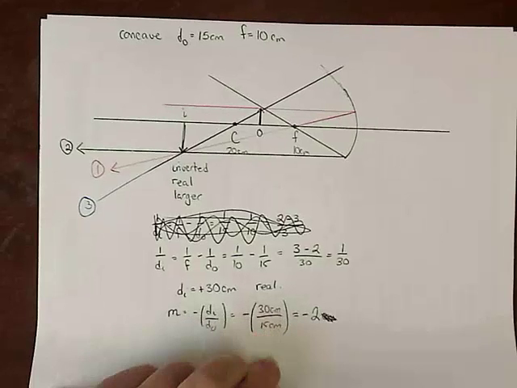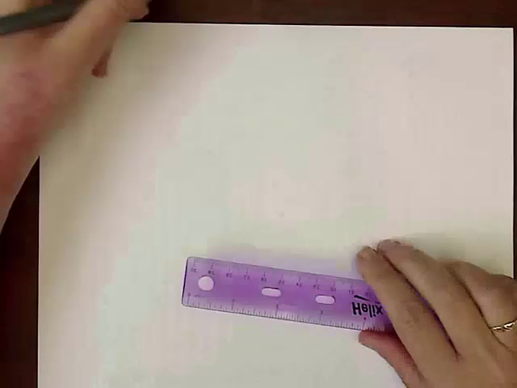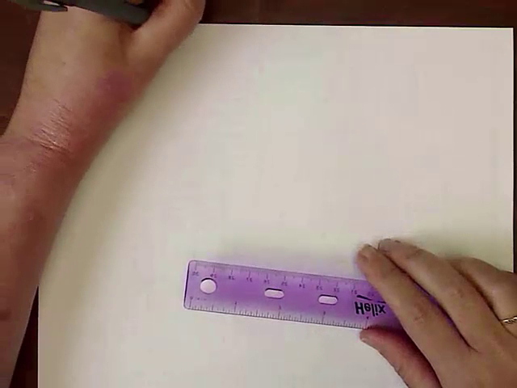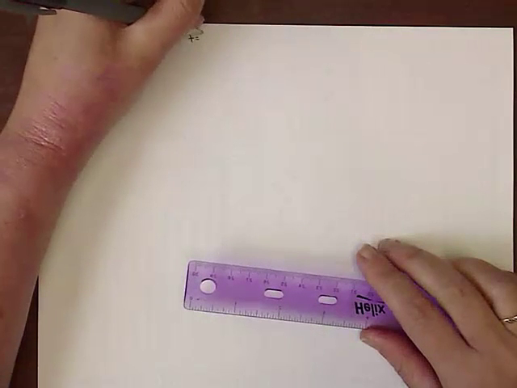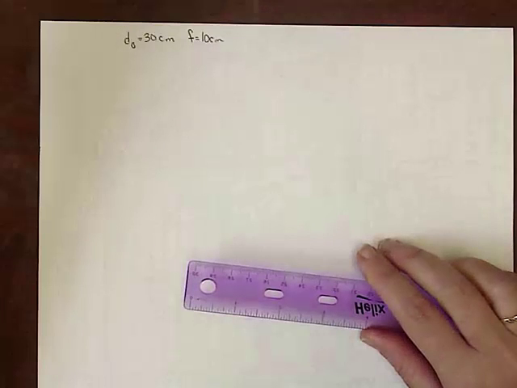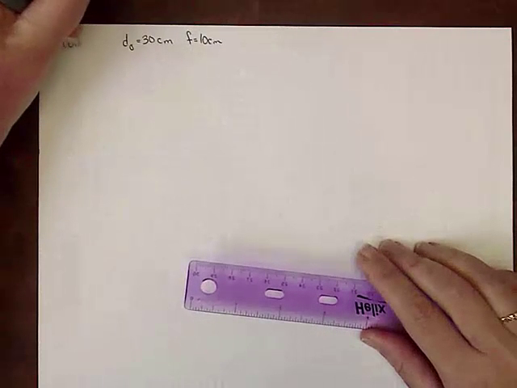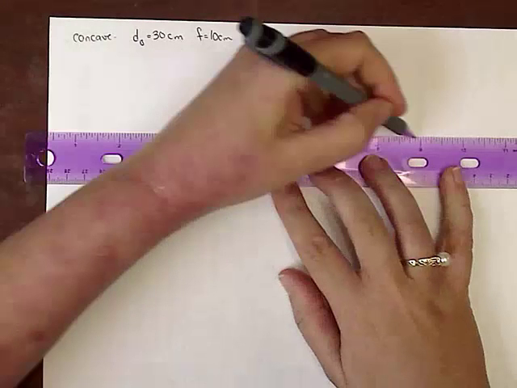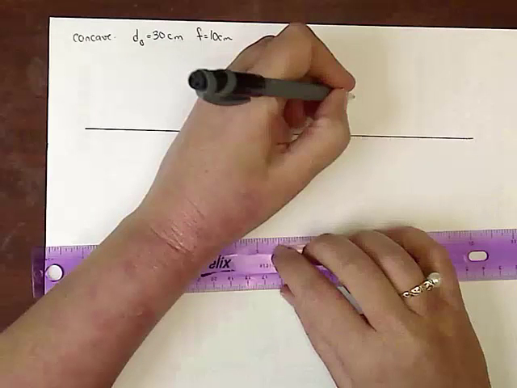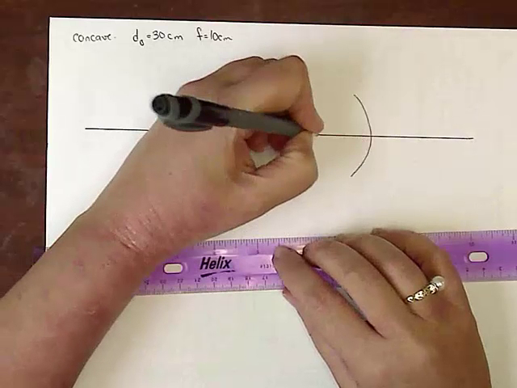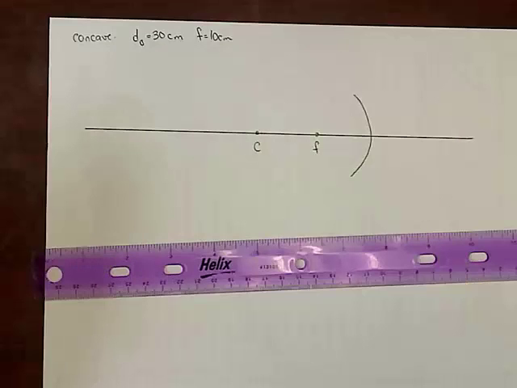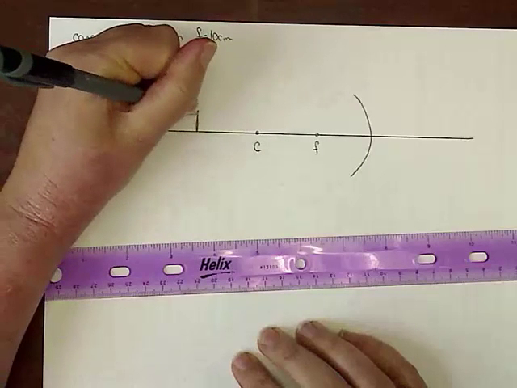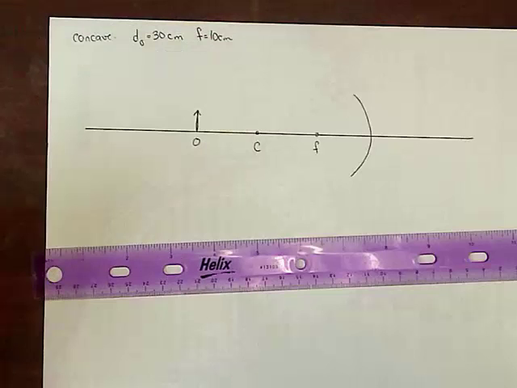All right, so we're getting the hang of it. Let's do the third one. Third one now, I've moved my object to be outside the center of curvature. So my focal point is still 10 centimeters away, DO is 30, and I'm still concave. So let's draw that out. There's my principal axis, my mirror, focal point, center of curvature, and my object now is 3 times the focal length away. So let's say we're right over here.